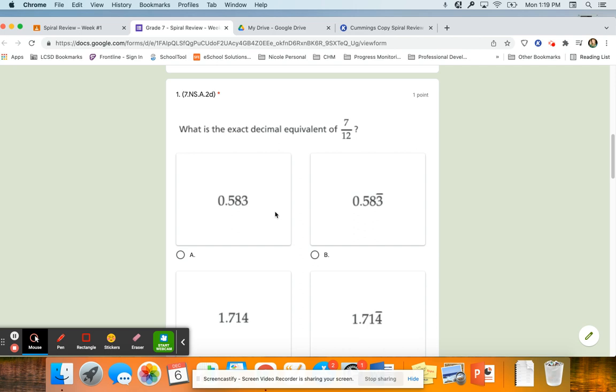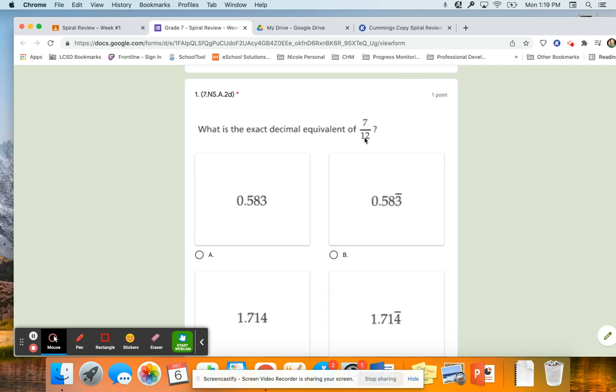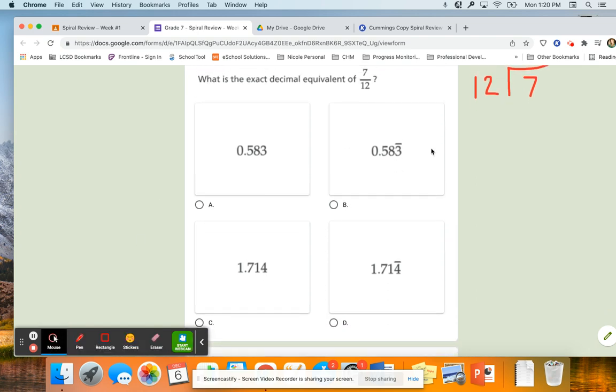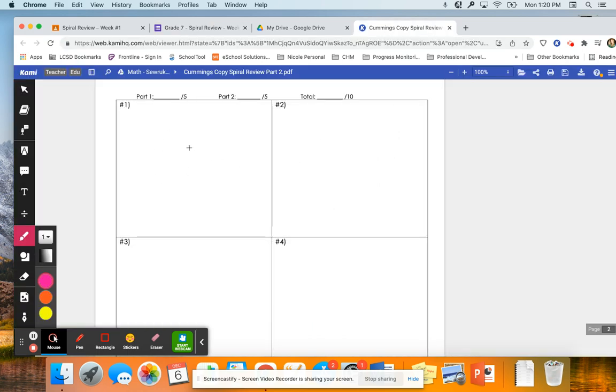So what is the exact decimal equivalent of 7/12? To do this, remember, you're going to put it in your calculator, 7 divided by 12. But if you had to show the work for this in your working form, you would put top dog in the house. So 7 divided by 12. Remember, you can do this in your calculator, but you should get an answer that goes up here, and you're supposed to be doing the long division underneath. Those numbers on top will help you do that portion. So go ahead and do that and pick the correct answer. Make sure you draw it in box 1.